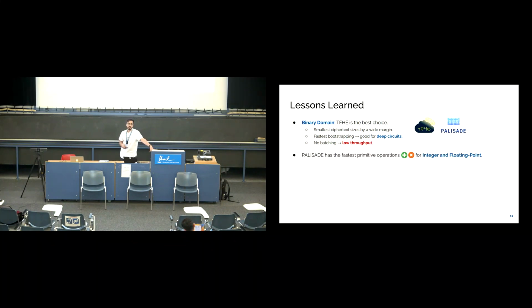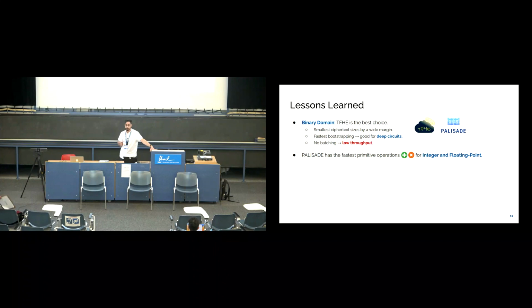Next, we observe that Palisade has the fastest primitive operations. We have a table in the paper that compares how fast multiple multiplications or multiple additions are, and Palisade was the fastest in this case, both for integer and floating point. However, when we plugged Palisade and the other libraries into benchmarks, Palisade was not always the fastest, which was interesting.